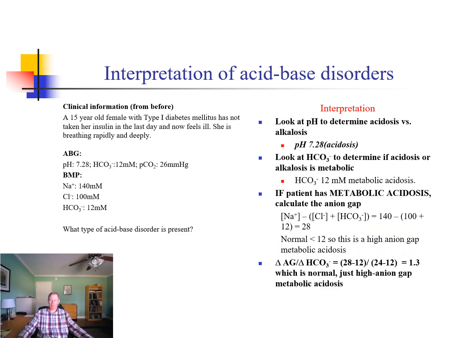All right. As I mentioned to you before, this was what was from before when I did the type 1 diabetic here. In this case, if I calculated the delta anion gap to delta bicarbonate, it's between 1 and 2, so it's just a high anion gap metabolic acidosis.